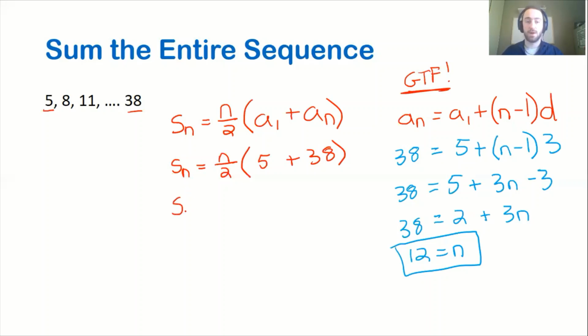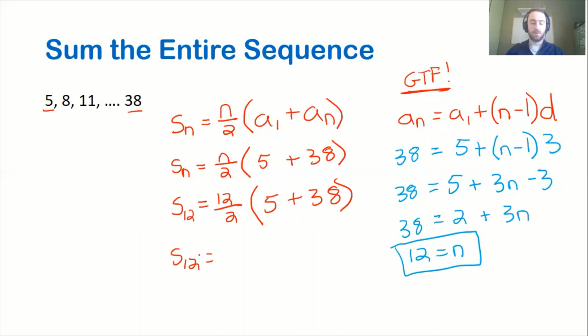So that's it. So now we're solving for S sub 12. 12 divided by 2, times 5 plus 38, giving us a final answer of 258. So that is the sum of our entire sequence.